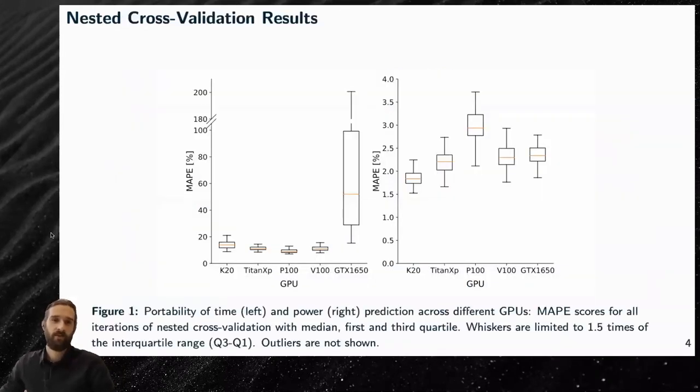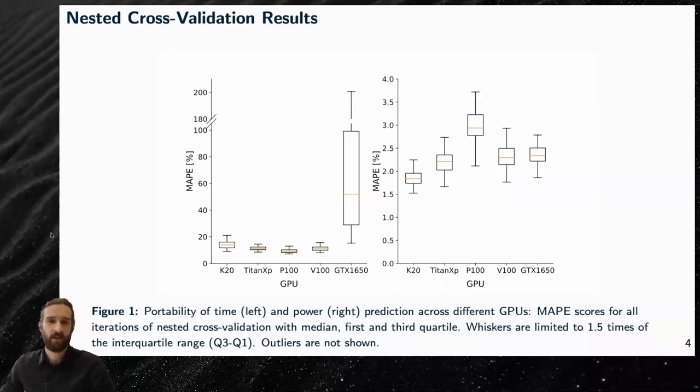Here are the results for the nested cross-validation. On the left side, you see time, and on the right side, you see power. The orange bar is the median, and the bottom of the boxes are the first quartile, and the top is the third quartile. And we see that the time prediction results are good, with the exception of the GTX 1650, which has an error of 52%.